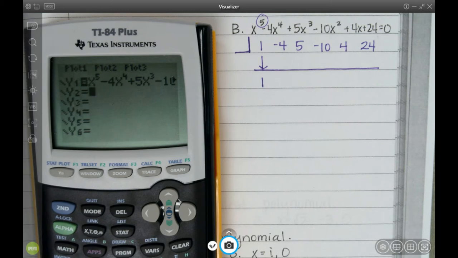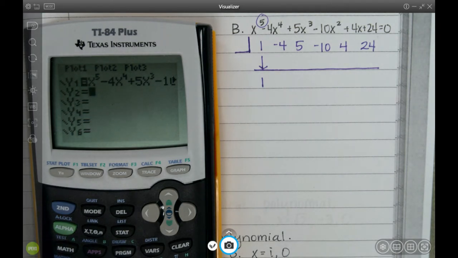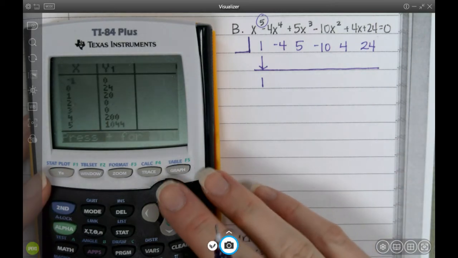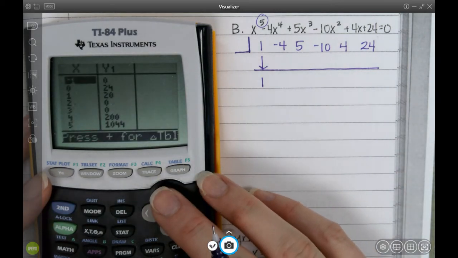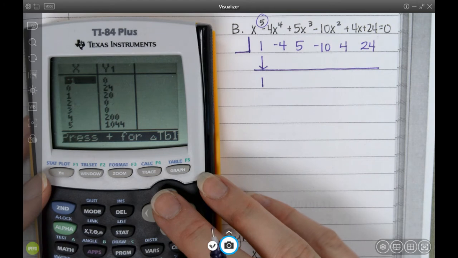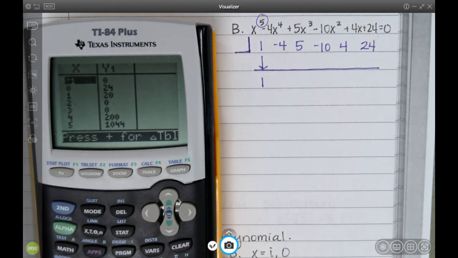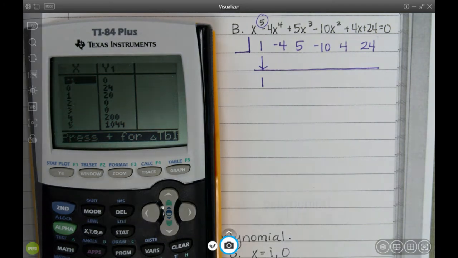Once we get it typed in, where do I look to find the numbers that go in the box? Second graph. Yep, second graph. Want to look at the table. Oh, I got it wrong. I mean, now I got it right. Did I type it in right? Yes, I did.